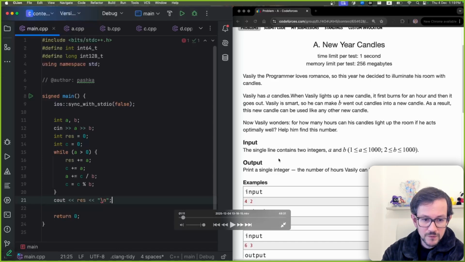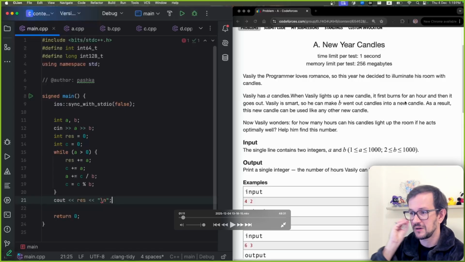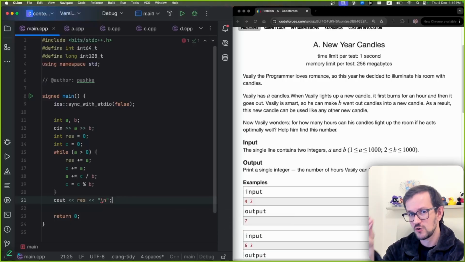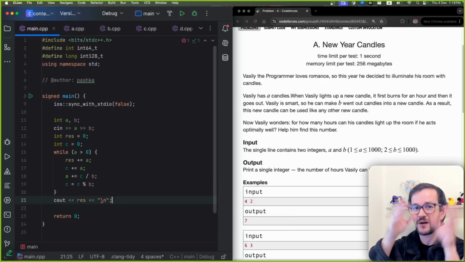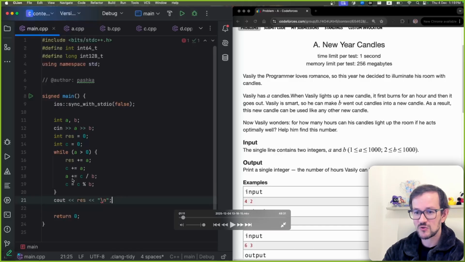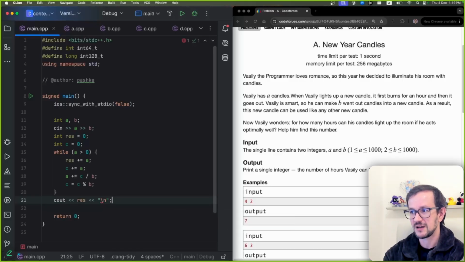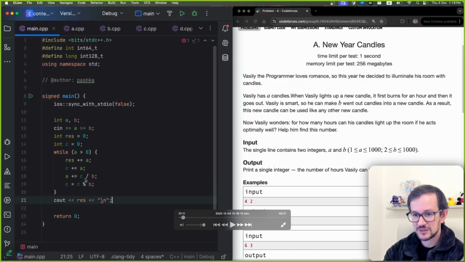You may collect burned candles from the previous steps. Every time I keep track of how many burned candles I have, and every time I add these new candles to this pile of burned candles. So I keep track of how many burned candles I have in total. Here also this variable C is specifically for this. Okay, this plus equal should be equal.